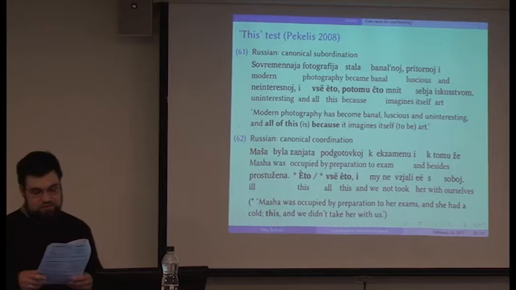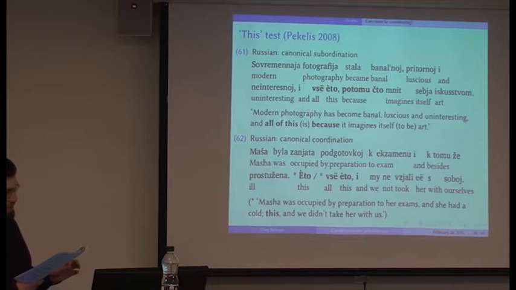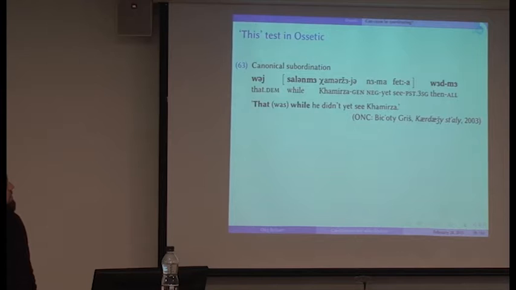So you cannot say in Russian, "Masha was occupied by preparation for her exams, but and she had a cold, this, and we didn't take her with us." So you cannot focus this and relation. And Estonian does have the same construction, and it gives the same results. So canonical subordination, you can use it.